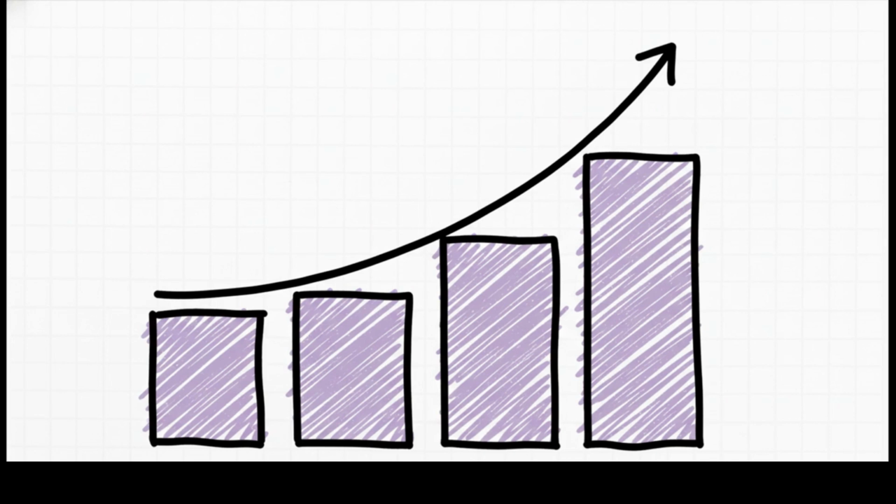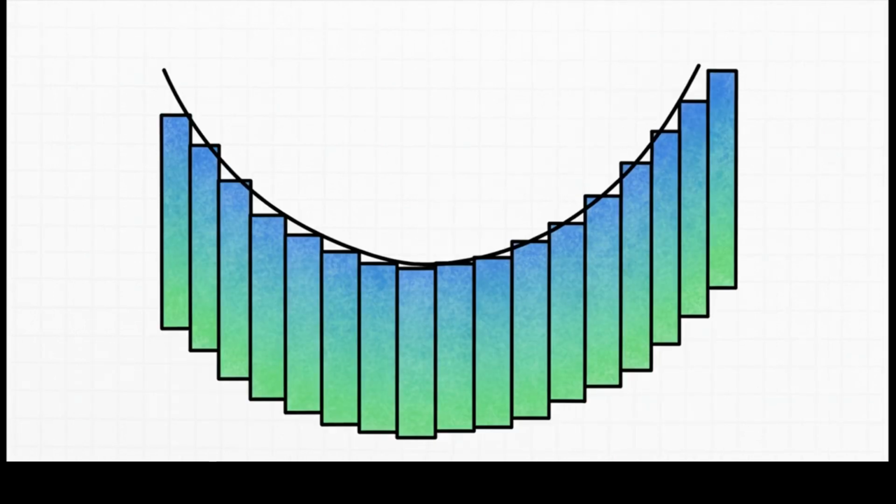Okay, so here's step one. We can't measure the curved thing, but you know what we can measure? Rectangles. So let's just try to fill up the area with a few of them. Now, it's not a perfect fit. You can see that. There are gaps, some bits are sticking out, but it's a start. It's a rough approximation.